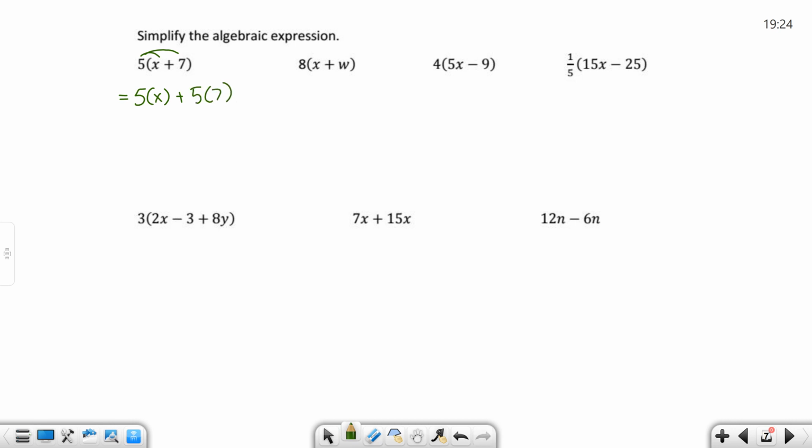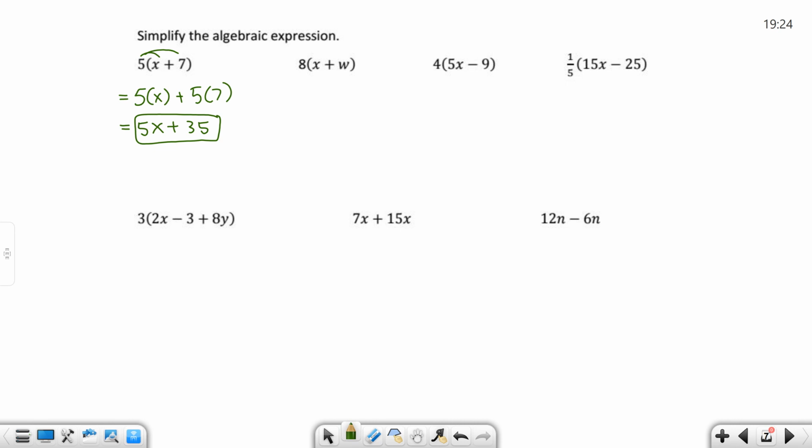Now, I'm showing you what's happening here. You don't have to show that. If you, as a student, told me, Mr. Guest, I did that in my head, I would believe you. Just make sure you understand what your teacher, your professor wants if you're in someone else's class. So here we have 5x plus 35, and that is simplified. You can't combine those, they are not like terms, so you're done. 5x plus 35, you're done. So let's look at the next one.